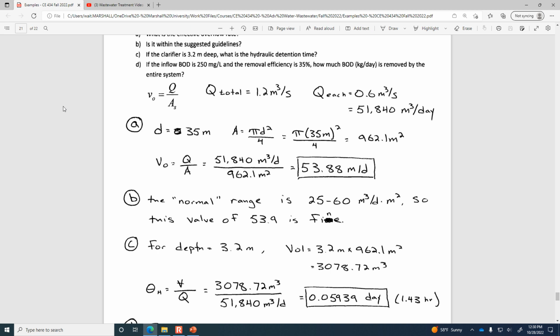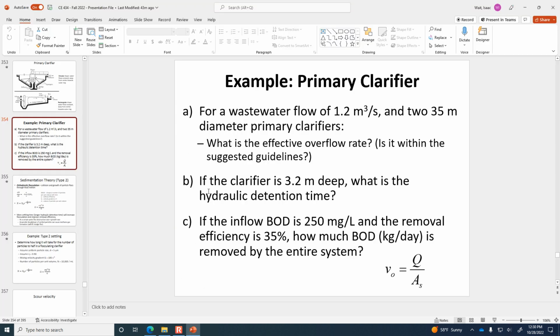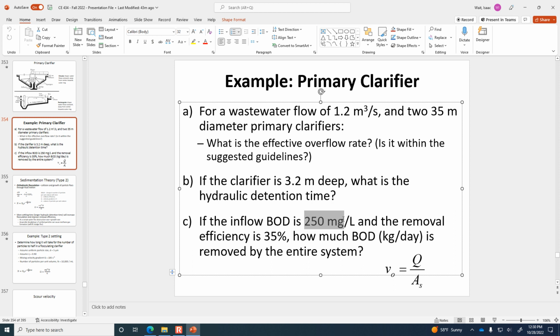Now, what about this question of the BOD? So 250 milligrams per liter, and we want to know how many kilograms per day is removed by the system. So it's removing 35% of 250 milligrams per liter. Okay, so for part C, what we're saying is 0.35 of 250 milligrams per liter. Now let's put that into units that are more useful for us. It is 0.25 grams per cubic meter.